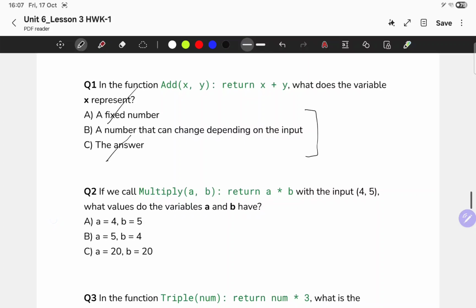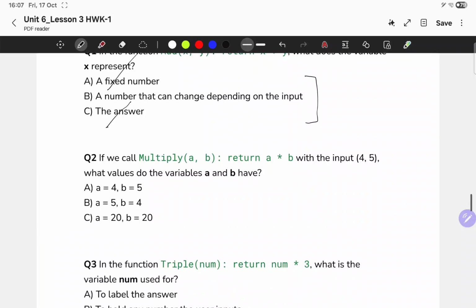So if you don't know something, a good way to think about it is to exclude the things you know that are not the answer. Question 2. Multiply A and B and return A times B with the input 4, 5. So 4 would be A and 5 would be B. So we do A times B. So 4 times 5 is going to be, what do you think? Perfect. Okay, this should be 20.